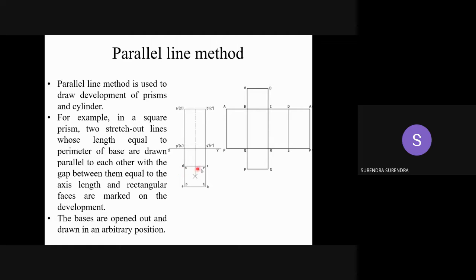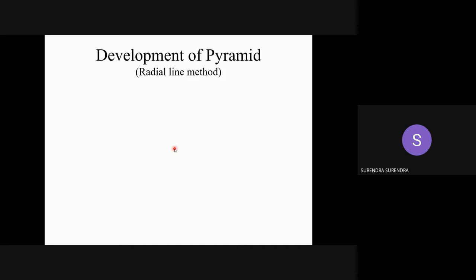In the front view, we represent the points as A dash, B dash, C dash. In the top view, small letters a, b, c, d. But in the developed surface, we represent them with capital letters. Starting from point A, the first side is AB, second side BC, third side CD, and fourth DA. So you'll get the repetition of point A, and similarly for the top base and bottom base points.